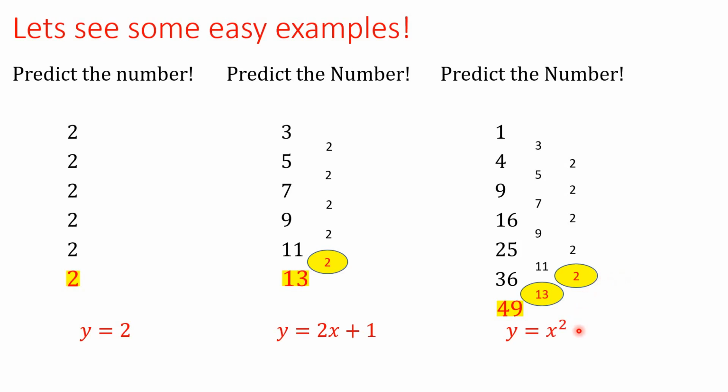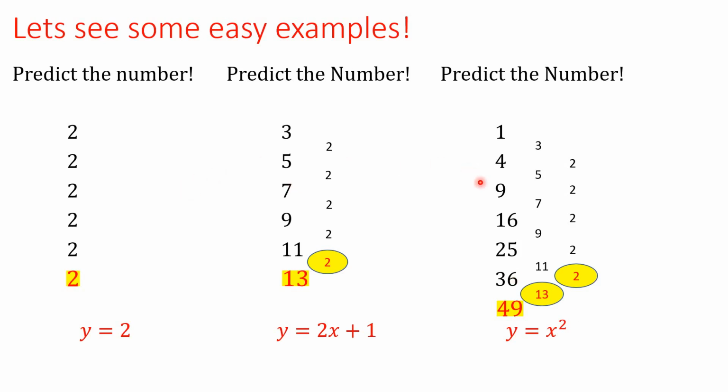So see here, when all numbers are constant, same, we got a constant polynomial. When the first difference becomes constant, we got a first degree polynomial. When the second difference becomes constant, we get a second degree polynomial. So in general, when the rth difference is constant, we get an rth degree polynomial which fits given data.